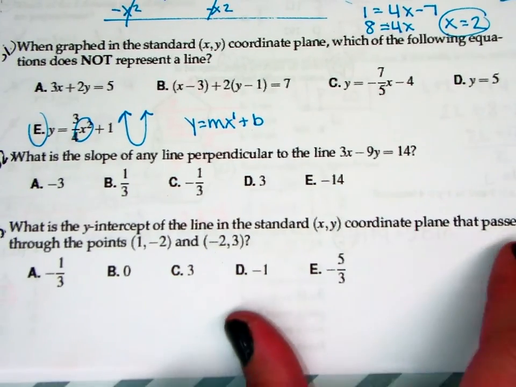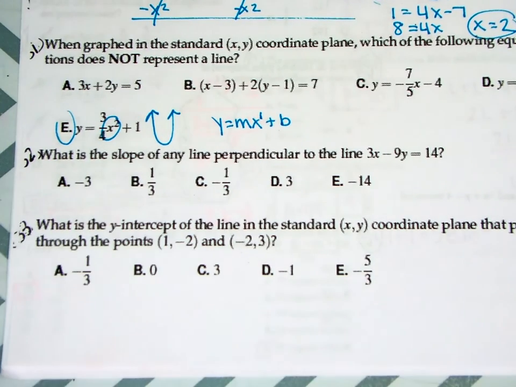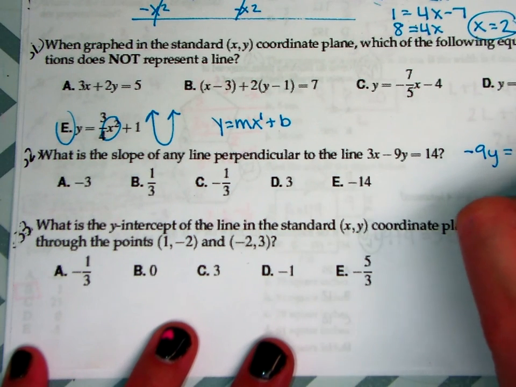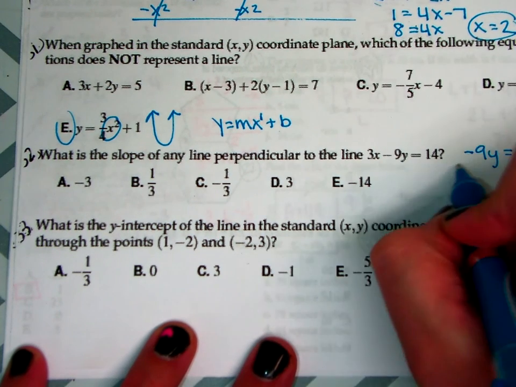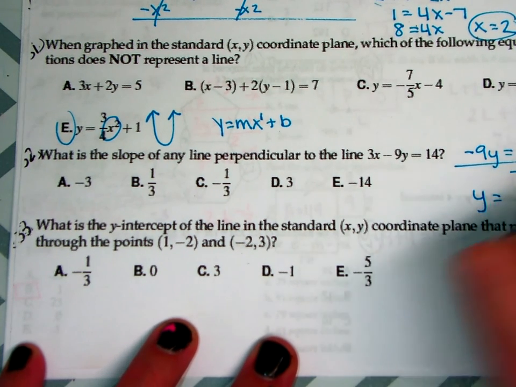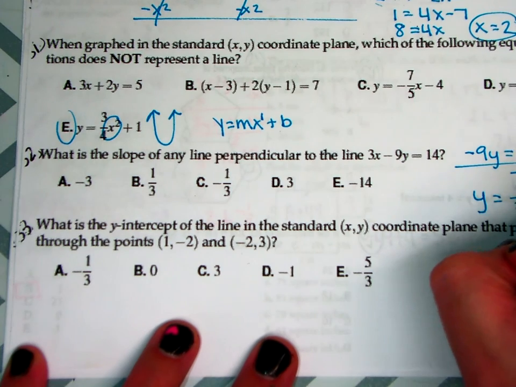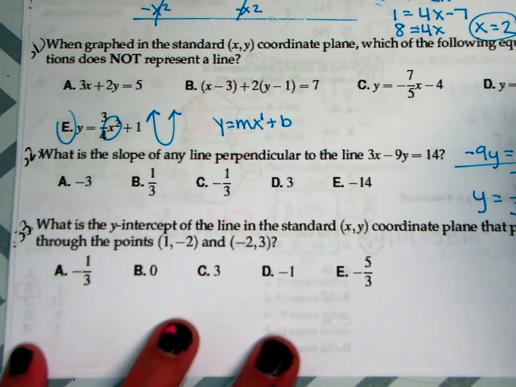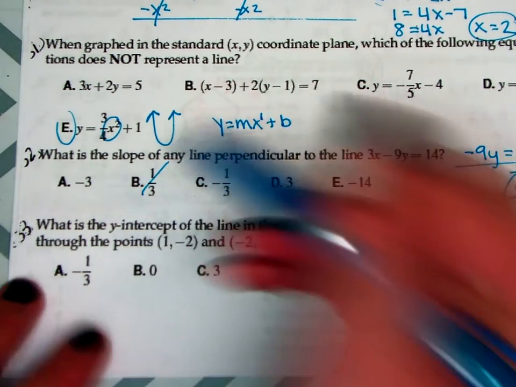All right. Number 32, what is the slope of any line perpendicular to 3x minus 9y equals 14? I'm going to solve for y. Subtract 3x, so negative 9y equals negative 3x plus 14. Divide everything by negative 9. Negative 3 divided by negative 9 is 1/3 x, and then I have negative 14 over 9. This is my slope. That is not my answer.